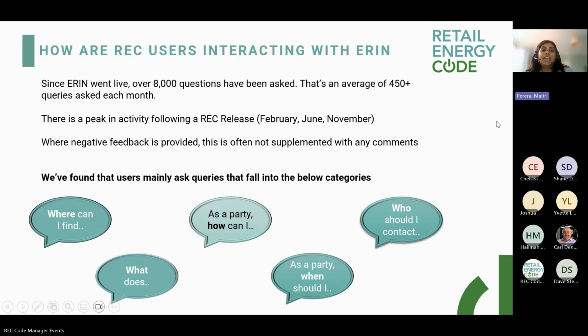Yeah, so since Erin went live, over 8,000 questions have been asked, with an average of 450 plus queries asked each month. There's usually a peak in activity following a rec release, and when negative feedback is provided, that's not often supplemented with any comments. But we have found that users mainly ask queries that fall into the below categories. So trying to find something, what does X mean, or what that means as a party, how can I do this as a party, when should I, and who should I contact?